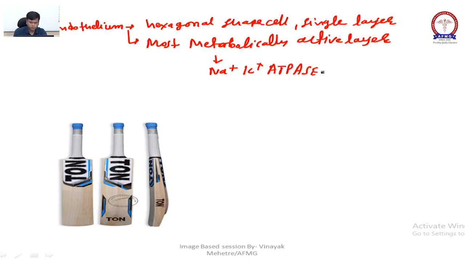Now, nerve supply of cornea. You know this very famous bat. Okay, it is used by Rohit Sharma for 200 against Australia. Why am I showing this? Nerve supply of cornea.